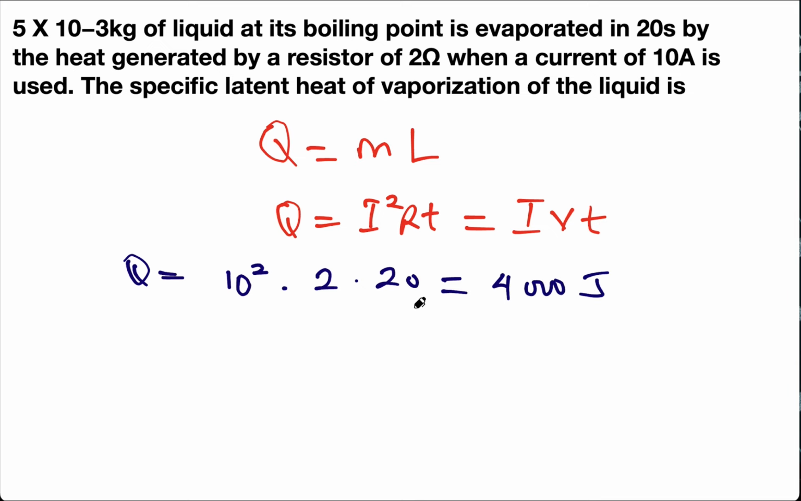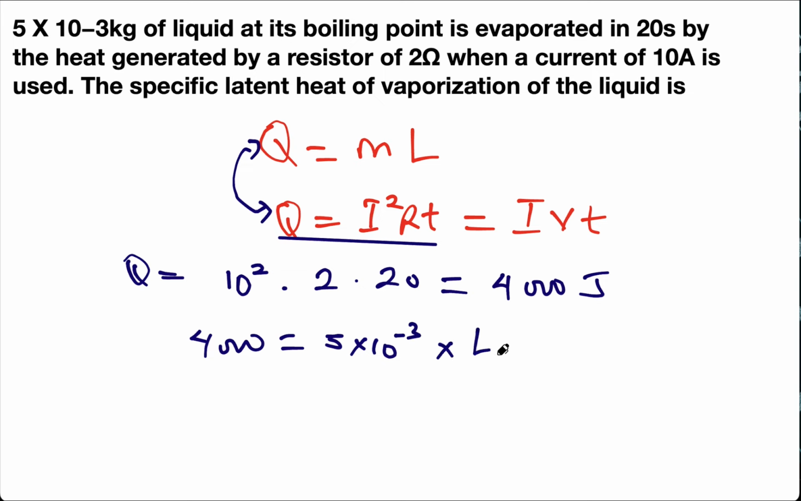4,000 joules is the quantity of heat that is being used to vaporize the liquid. So this Q and this Q will be the same, because this is the source of the energy, and this is where the energy is being transferred to. So this Q, which is 4,000 joules, will now be equal to the product of the mass, which is 5 times 10 to the negative 3, and the specific latent heat.